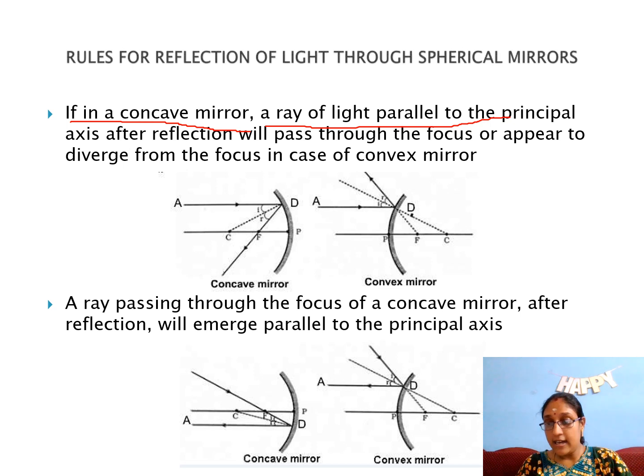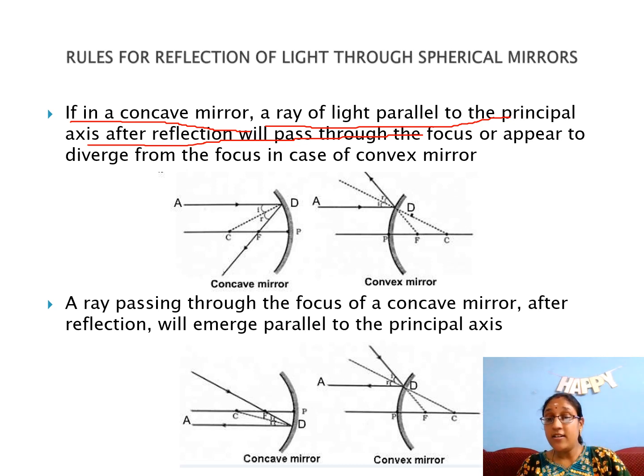Got it? And the dotted lines represent the normal, which goes to the center of curvature. Okay, so what does this actually denote? In a concave mirror, a ray of light parallel to the principal axis, after reflection, will pass through the focus. In the case of a convex mirror, here you can see, the reflected ray is just passing through the focus.